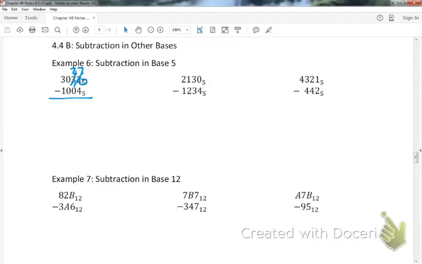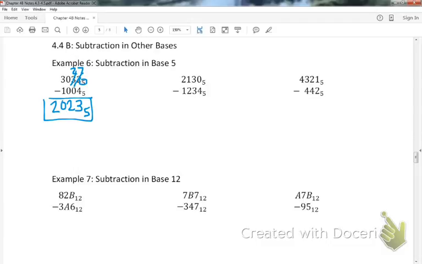So now my subtraction in that column is 7 minus 4, which is 3. 2 minus 0, which is 2, 0 minus 0, which is 0, and then 3 minus 1, which gives me 2. And again, we always want to write in whatever base it is we're working in. So 2, 0, 2, 3 in base 5 is our final answer.